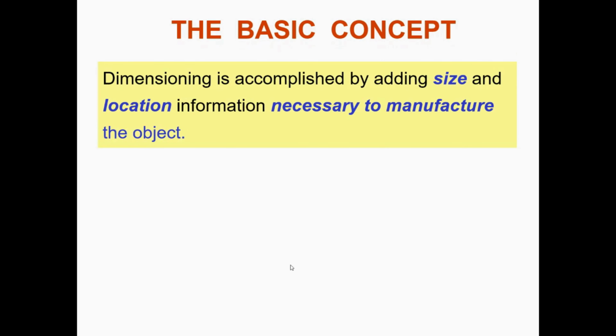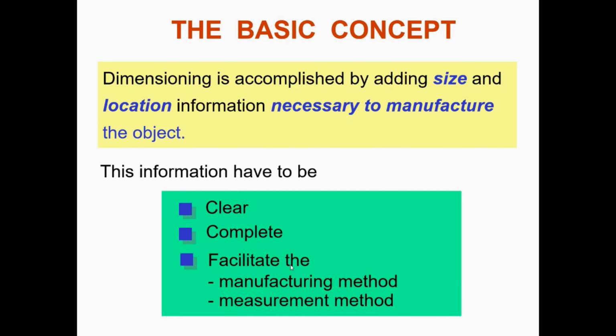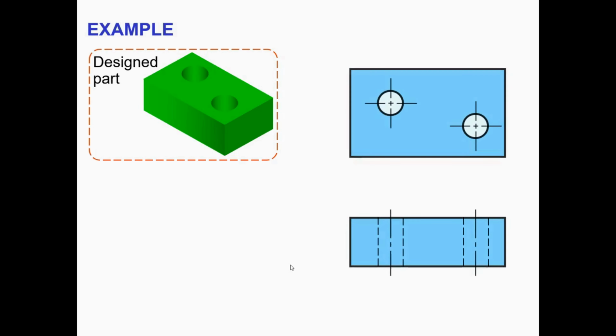The dimension is accomplished by adding the size and location, basically the information necessary to manufacture the object. And this information has to be very clear, complete, and facilitate the manufacturing method as well as the measuring or the measurement method. So let's look at an example.